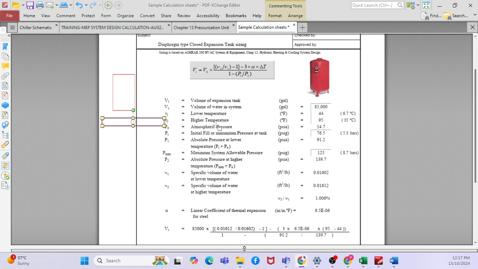And the atmospheric pressure, you know, is 14.7 psi. Then the fill pressure, which is the system pressure. When you do the pump head calculation, that is the fill pressure. Say if your pump head is 5.3 bar or 5.5 bar or 3 bar, whatever the pump head is, you can put that value. So that is the minimum pressure. And what is the maximum pressure?